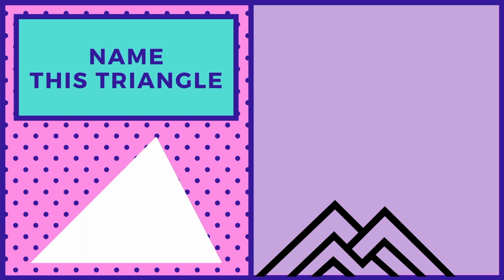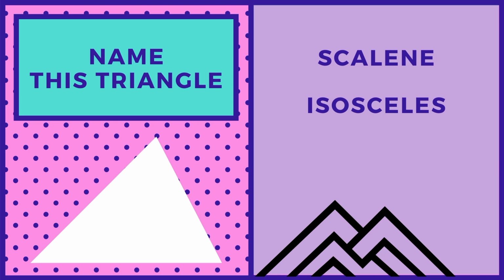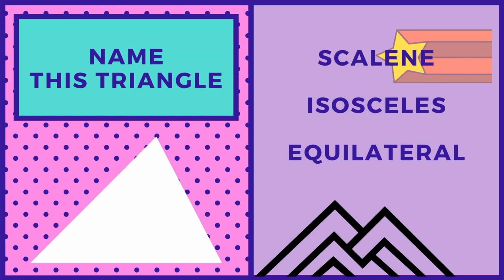Next triangle, name this one. Is it a scalene triangle? Or maybe an isosceles triangle? Or perhaps an equilateral triangle? What do you think? Which one? Scalene. No equal sides.